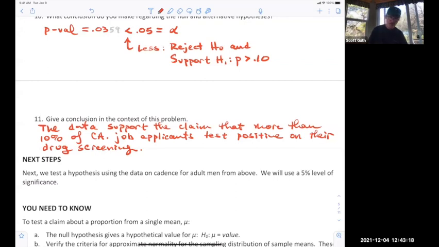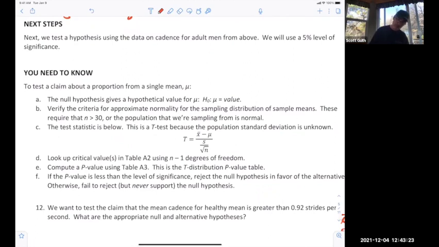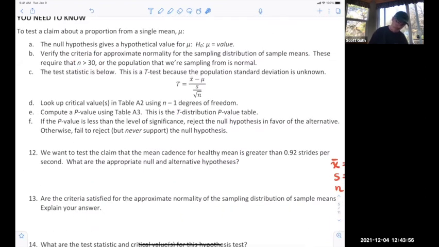Okay, so we're going to continue on here to the next problem. We're going to test a hypothesis using the data that were on cadence, which is those numbers about how fast men walk, and with a 5% level of significance. So we're trying to remember that our alpha is 0.05. And again, you've got a summary down here. The null hypothesis has to be mu equals a value. That's a single population mean. Criteria: the sample size is bigger than 30 or the population is normal. We already had that bell-shaped histogram, so we're going to be able to say it's normal.